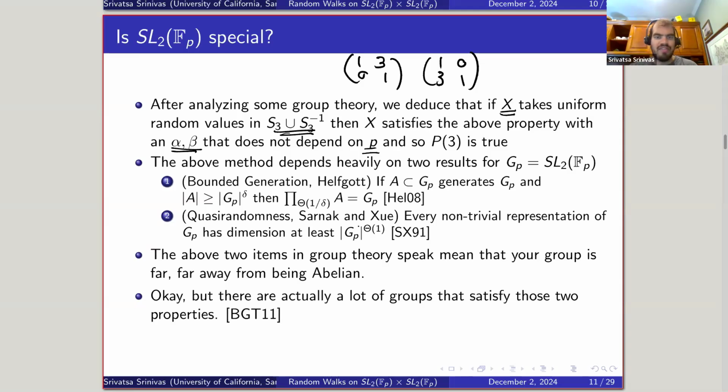Okay, then also there's the quasi-randomness trick of Sarnak and Xue, which states that every non-trivial representation of this finite group has to have dimension at least the size of the group to some power. Okay, so the above two items in group theory mean that your group is far, far away from being abelian. All right, if you have an abelian group, then obviously you have characters, which are representations of dimension 1, which are extremely small. So it obviously contradicts number 2. And if you have an abelian group, you have arithmetic progressions, which means that this bounded generation result is false.